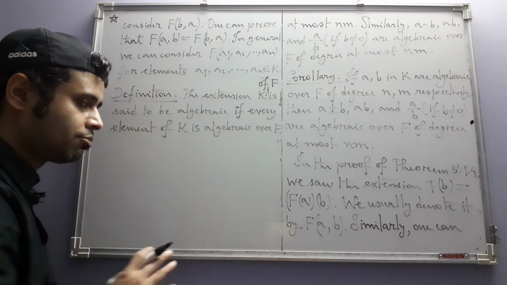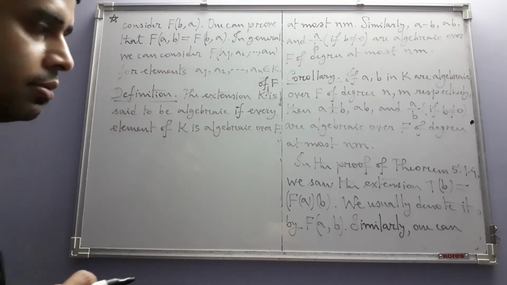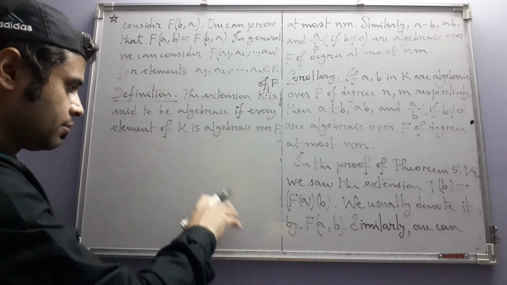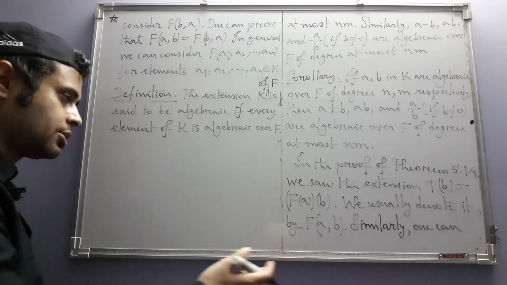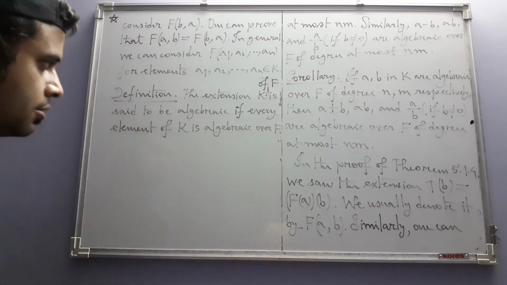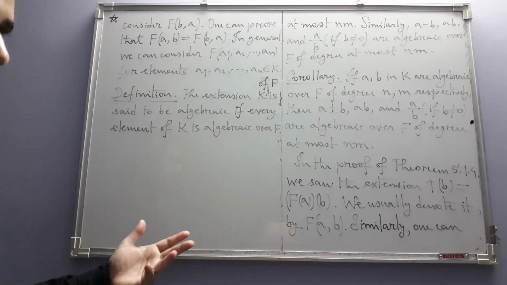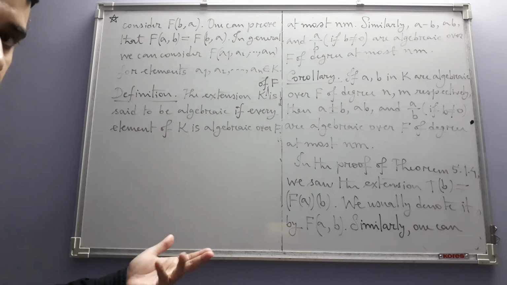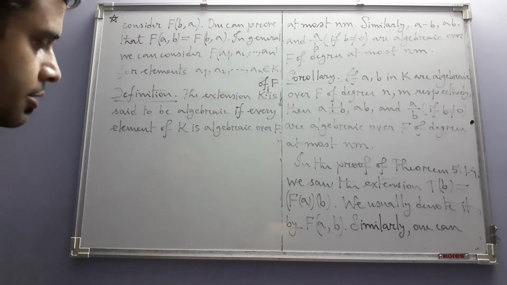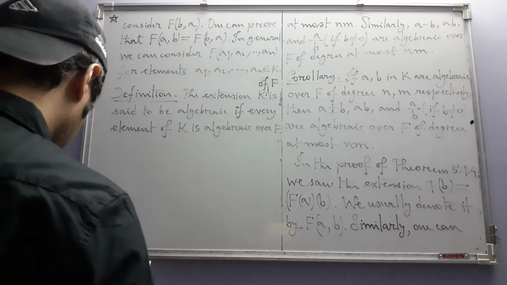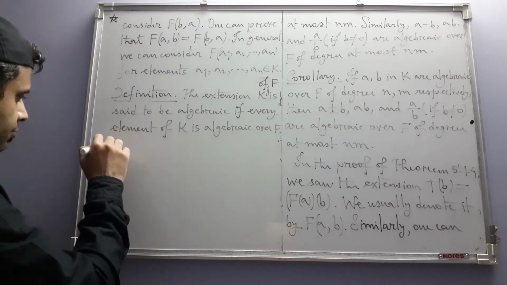We are now going to prove one final result about algebraic extensions, which is in spirit similar to our first result, Theorem 5.11. That is, a finite extension of a finite extension is a finite extension. This time we are going to prove that an algebraic extension of an algebraic extension is again an algebraic extension. So that is Theorem 5.15.